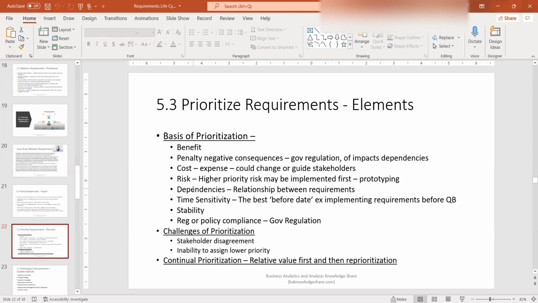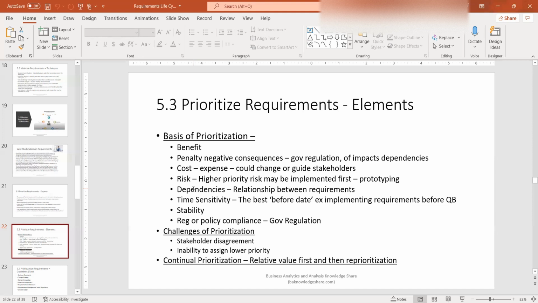The elements of prioritization of requirements are the benefit. So the basis of prioritization is basically the benefit. What sort of benefit is it bringing to the stakeholders? So you've got to think about benefit equals value. Penalty, negative consequences. Are there any government regulations, or any negative impacts that need to be taken into consideration to implement a requirement or a change?